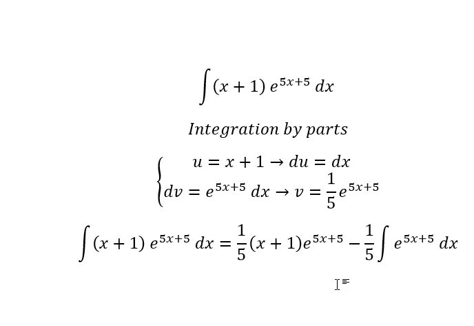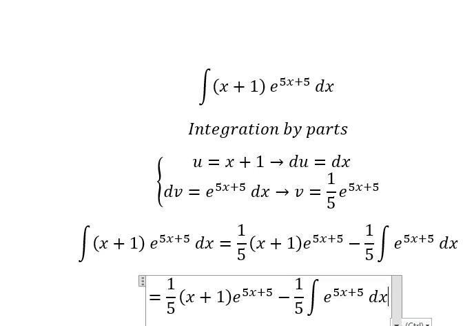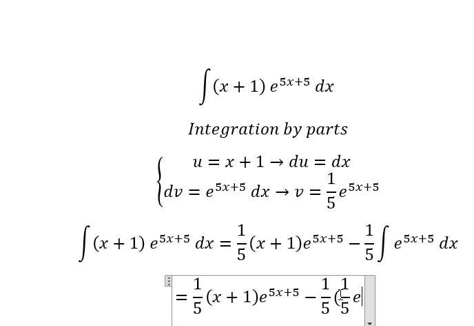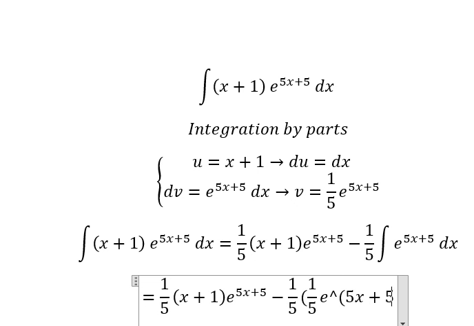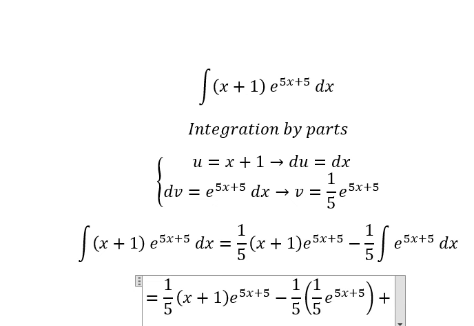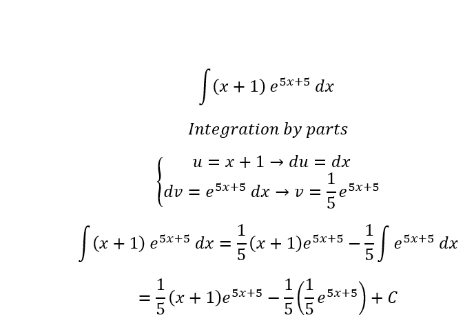So the integration of this one should be about 1 over 5 e to the power of 5s plus number 5, and I will put plus c. This is the end.